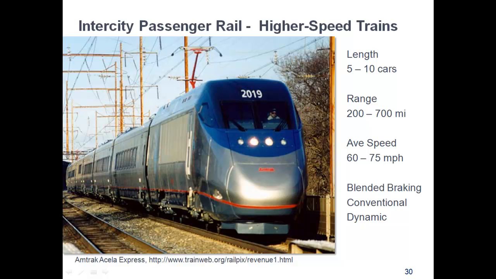And, again, they have blended braking. Examples include Amtrak's Acela Express, which has a maximum speed of 150 miles per hour with upgrades planned for 220 miles per hour, and the Chicago to St. Louis Corridor, which is Class 6 track, with a maximum speed of 110 miles per hour.